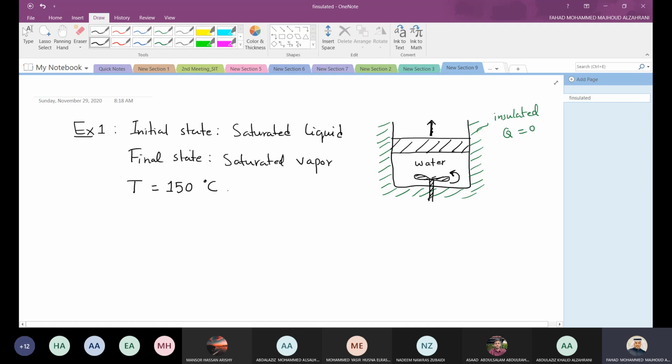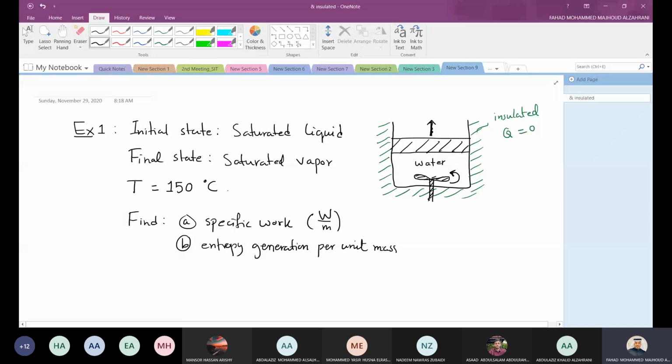So the first question: find A, the specific work, and B, find the entropy generation per unit mass. Basically, here specific work is what? W over M. And the entropy generation per unit mass, what do I need? I want sigma over M.